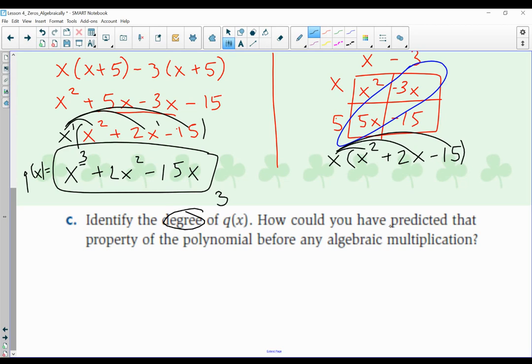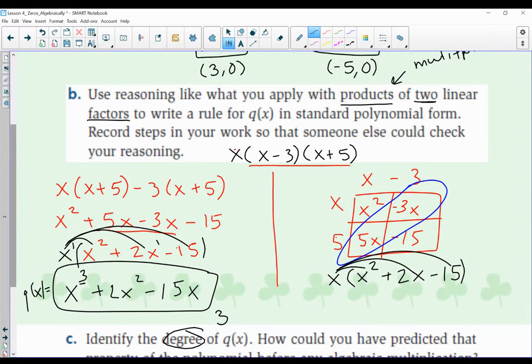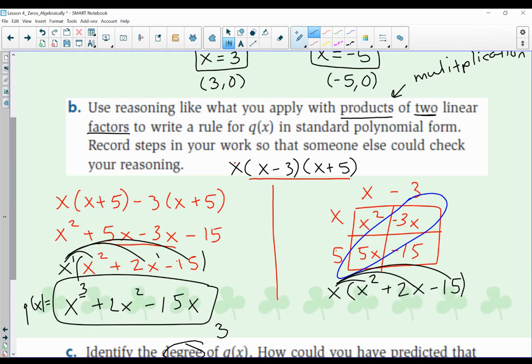It says, how could you have predicted that property of the polynomial before any algebraic multiplication? How could you have predicted that? Well, let's just look here. I have an x here and an x here, which I knew were going to be multiplied. And if I multiply them, that gives me x squared. I also have an x here on the outside trying to multiply in, and that would give me x cubed.